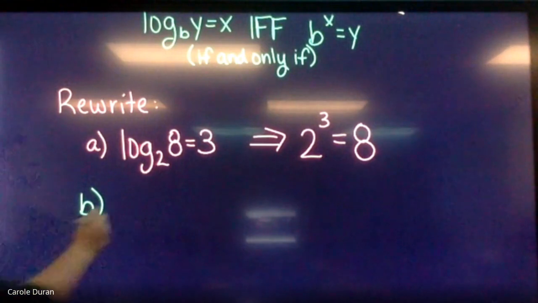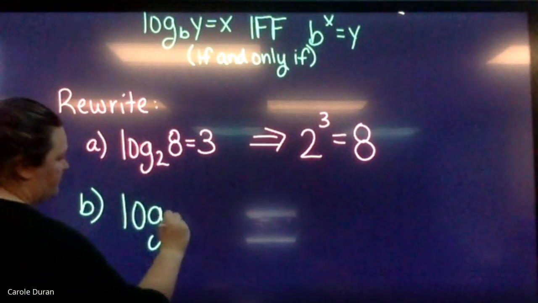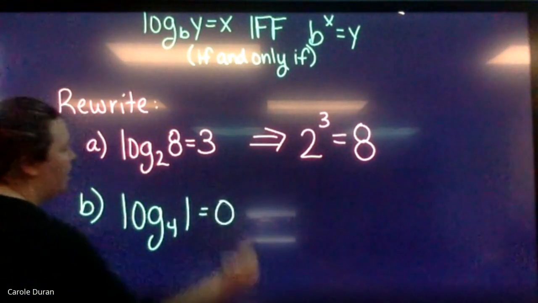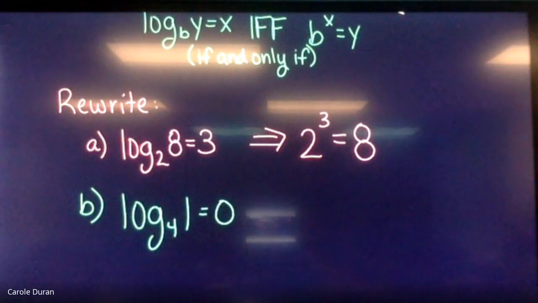Example B. Log base 4 of 1 equals 0. On your own, try rewriting that as an exponential problem.